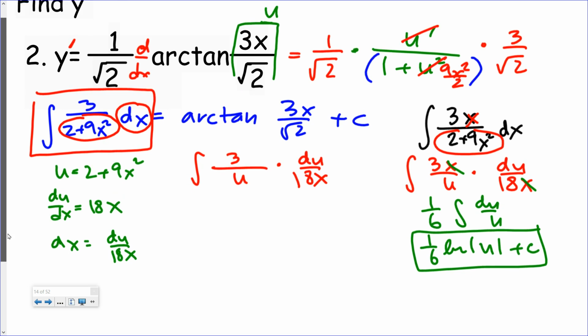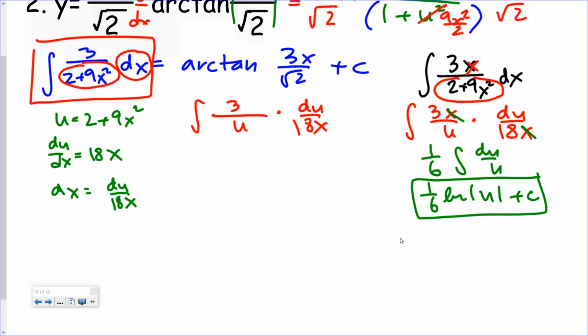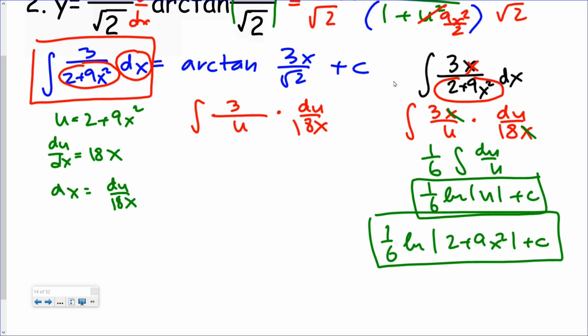Well, it's actually the wrong answer. How do I make it the right answer? Yeah, plug in your u. Your u here was 2 plus 9x squared, plus c. Okay? So I just want to make sure you guys understand. It's just a subtle difference. Putting this x here turns a whole antiderivative into a different answer. Taking the x out, it turns out the x's don't cancel out here.